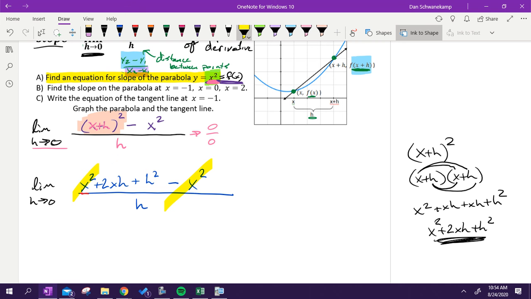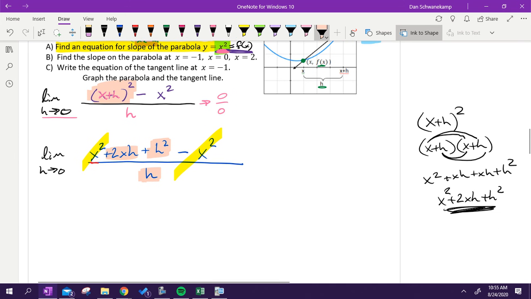Anything else I can simplify? I can remove an h. So we canceled stuff out. There was an x squared and a minus x squared. That's always going to happen. Once you've canceled out all the opposites, x squared minus x squared, a 2x and a minus 2x, now everything left in this problem should have an h in it. So we've got 2xh, an h squared, and an h. Everything's got an h in it.